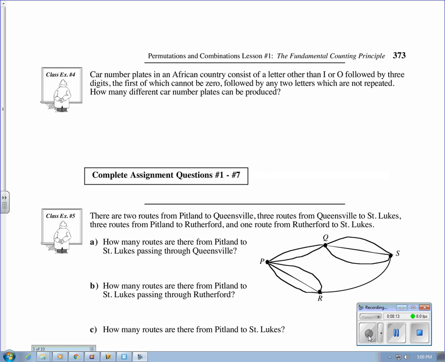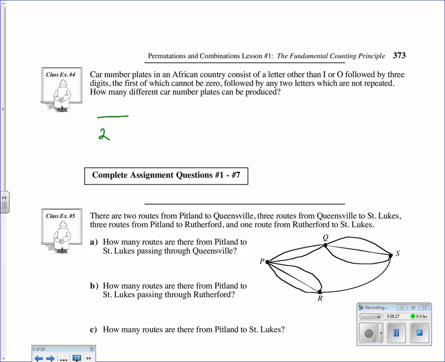All right. Car number plates or license plates in Africa have a really weird system. They consist of any other letter than I or O. So any other letter than I or O. So that leaves me with 24 choices for my first position, followed by 3 digits. And the first of which cannot be a 0. So those are the numbers 1 through 9.